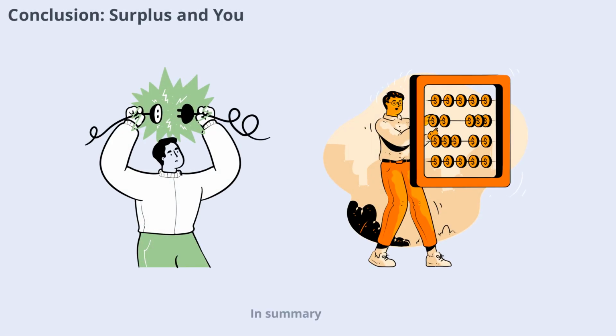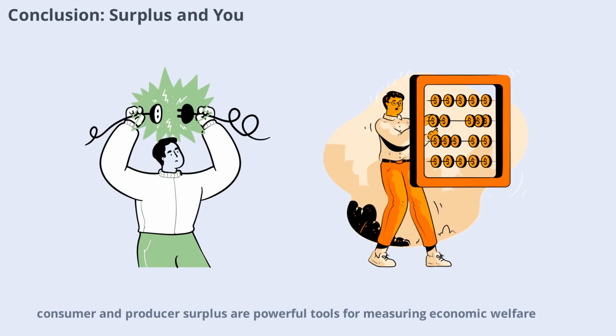In summary, consumer and producer surplus are powerful tools for measuring economic welfare. They show how markets create value for everyone involved. By understanding surplus, you can better appreciate the benefits of efficient markets and the importance of sound economic policies.